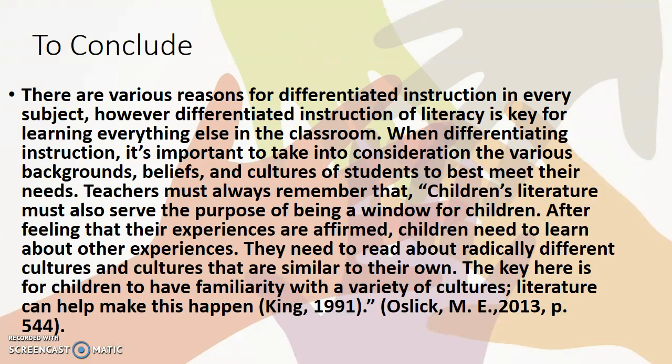And in conclusion, there are various reasons for differentiated instruction in every subject. However, differentiated instruction of literacy is key for learning everything else in the classroom. Like I said, children's literature must also serve the purpose of being a window for children, a kind of mirror for them to reflect on. If they see literature that reflects their lives, their cultures, they're more likely to participate and more likely to be engaged.